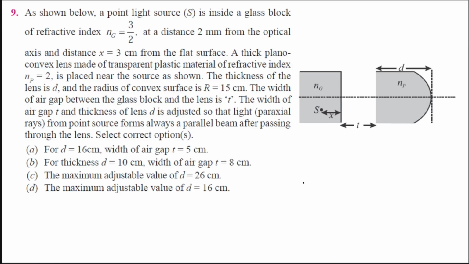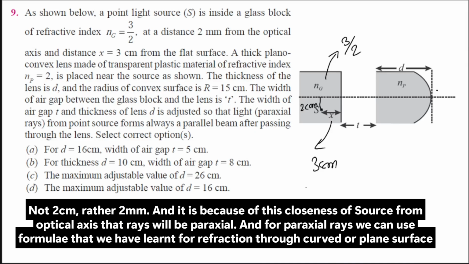Let us for now focus on this question. This is a question of refraction through plane and curved surface. We are given one media of refractive index Ng, the boundary of which is indicated over here. Ng is equal to 3 by 2, and there is one source of light kept at this point, at a distance of 3 centimeter from the front surface, and at a distance of 2 centimeter from this dotted optical axis.